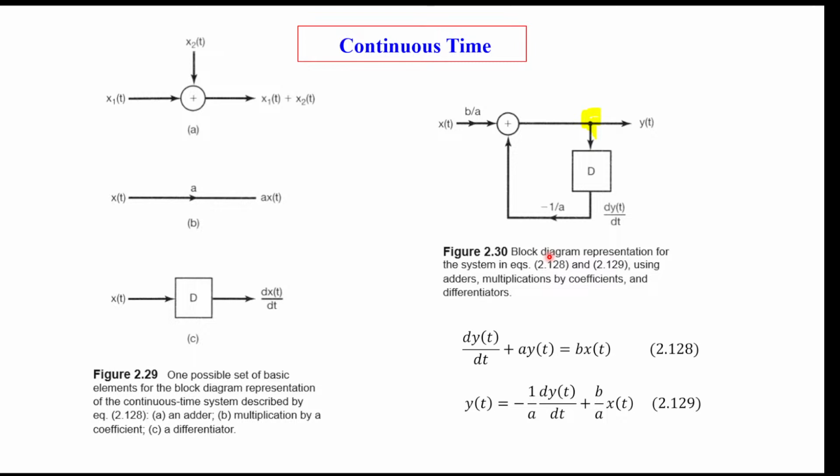At face value, the continuous case is very similar. Say we want to build a differential equation like this. It's a lot like the differential equation that we solved at the very beginning of this section: dy/dt plus a y of t equals b x of t. And so you want to do a similar strategy. You put y of t on one side and move everything else to the other side. So you have y of t here, then move this dy/dt to the other side and divide everything by a. So you have minus 1 over a dy/dt plus b over a x of t.